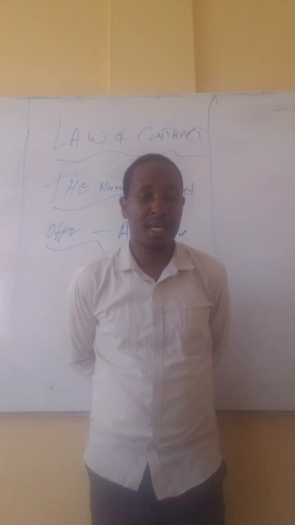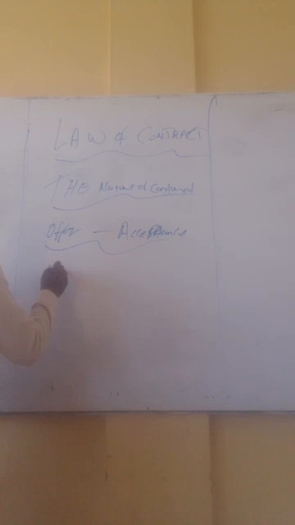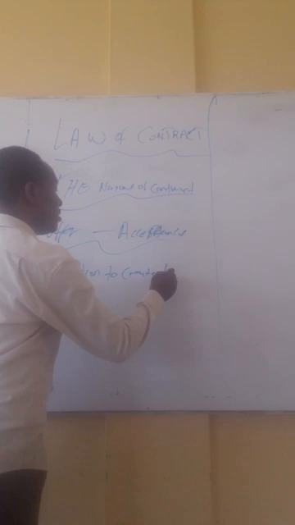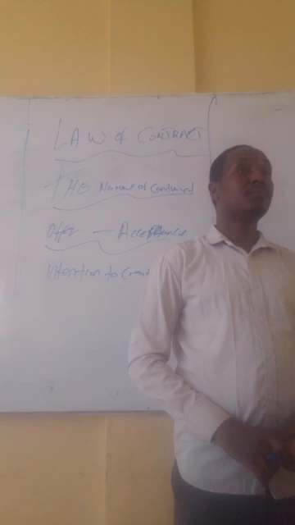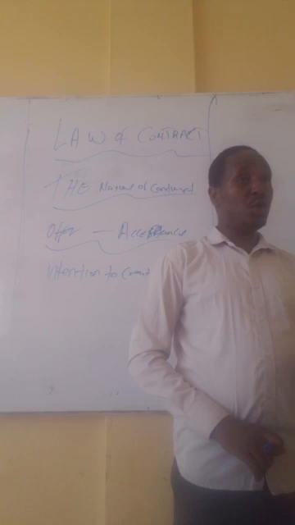The other one is intention to create legal relations. So that relationship is subject to law. Remember things like bigamy? That's an offense. Bigamy is an offense, when you are married and then you go and conduct another marriage ceremony.